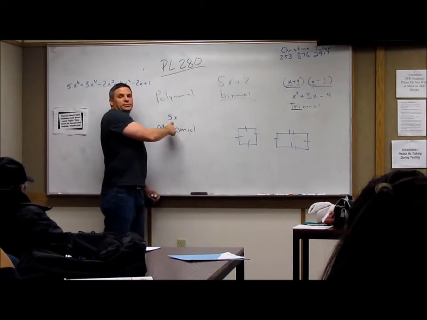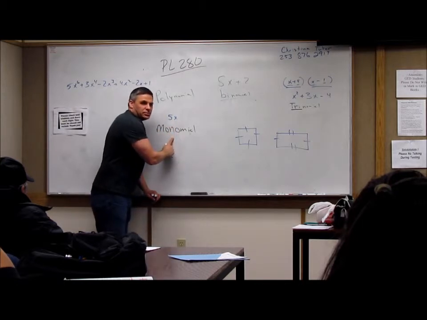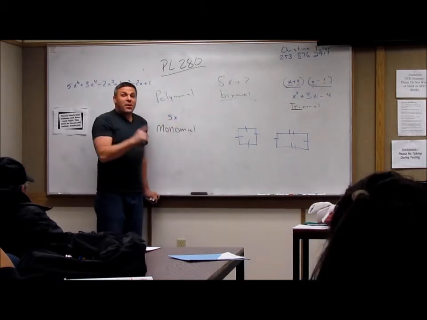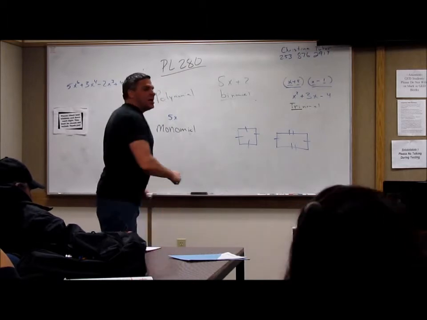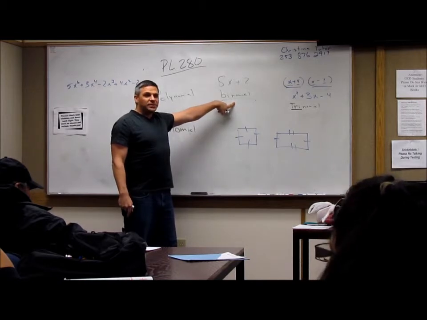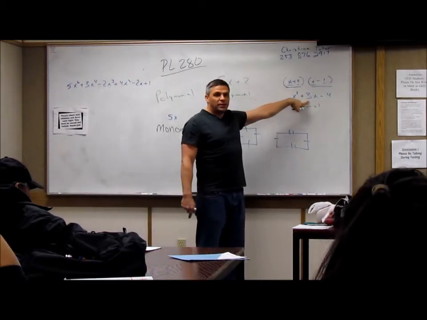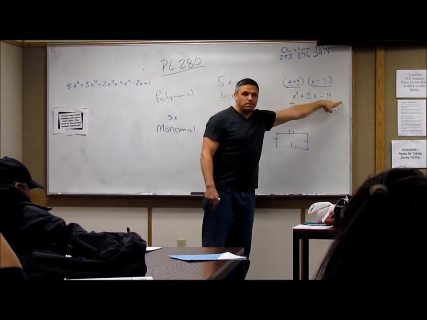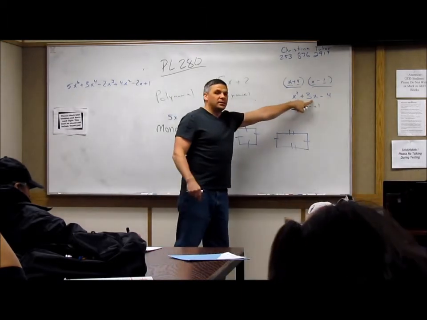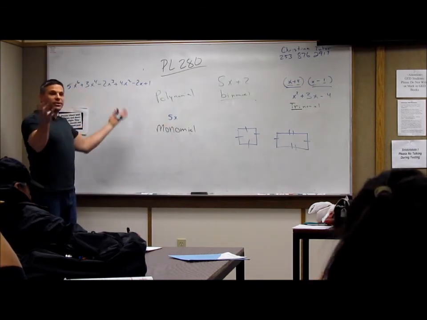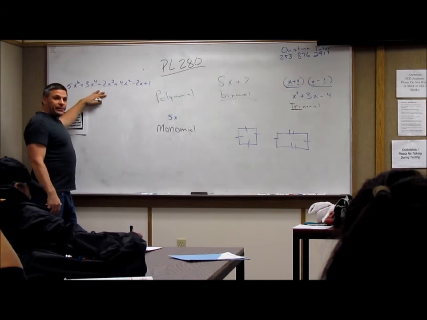This is a polynomial, right? But it's also a monomial. So all monomials are polynomials. But not all polynomials are monomials, right? Because this is a polynomial, but it's not a monomial, is it? It's a binomial. And this is a polynomial, but this is a trinomial. Three pieces. So, tri, bi, mono. And then when it has more than three pieces, poly.